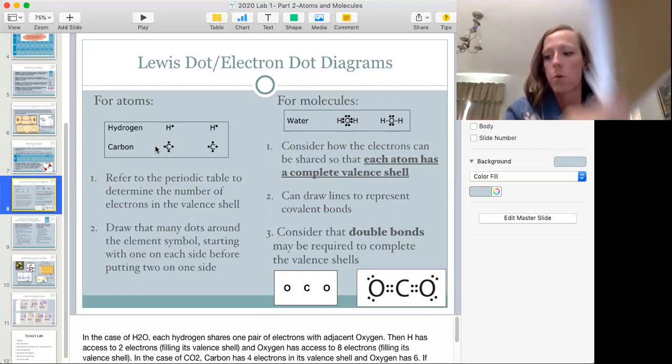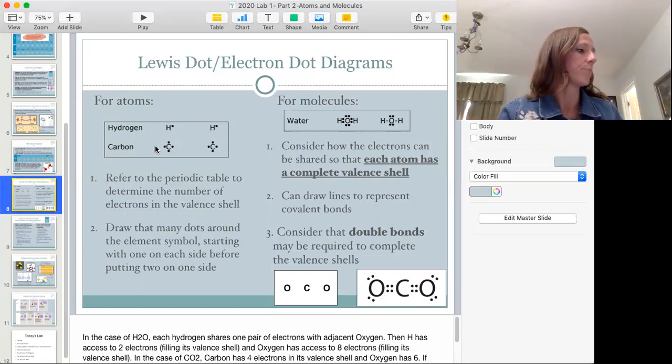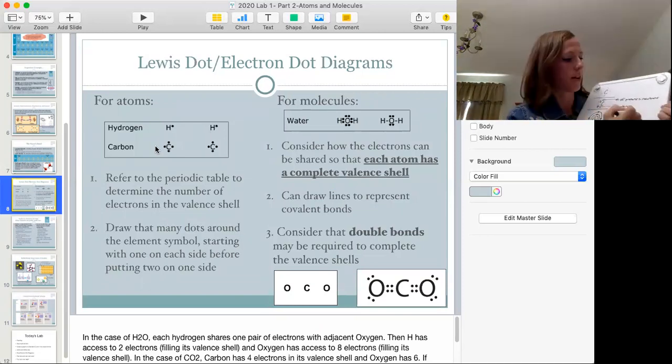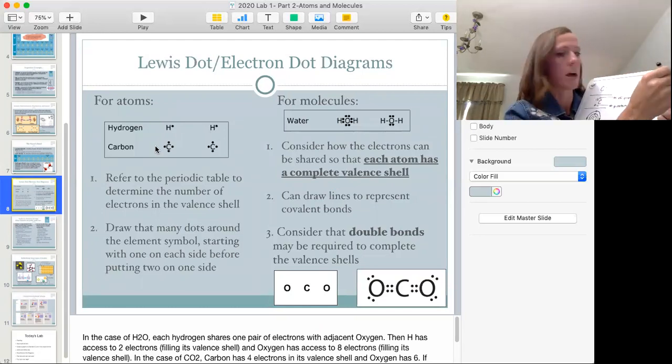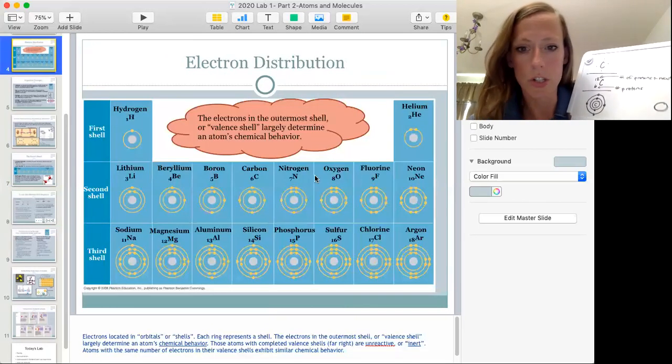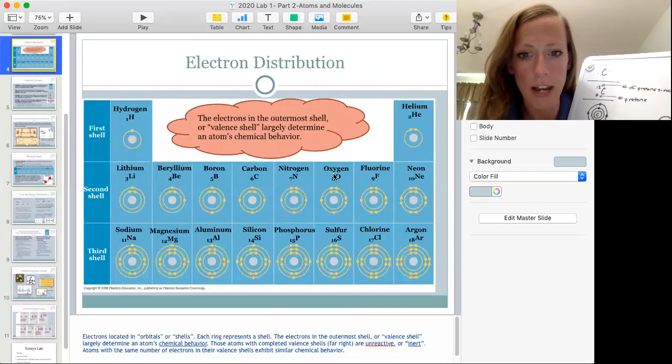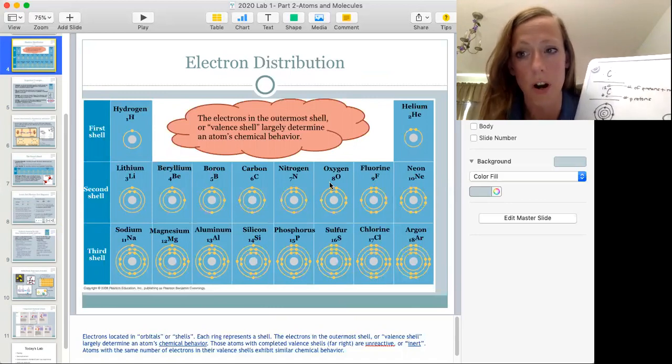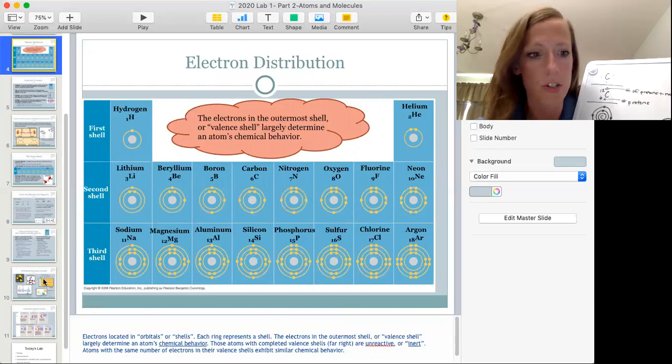So let's do that for oxygen. Let's say oxygen. Now I know, but I'm going to pull up the slide just to show you. If you look at oxygen, you've got 8 total protons, and so again, baseline, we're going to assume there are 8 electrons, 2 in the innermost shell, and then 1, 2, 3, 4, 5, 6 in the valence shell.